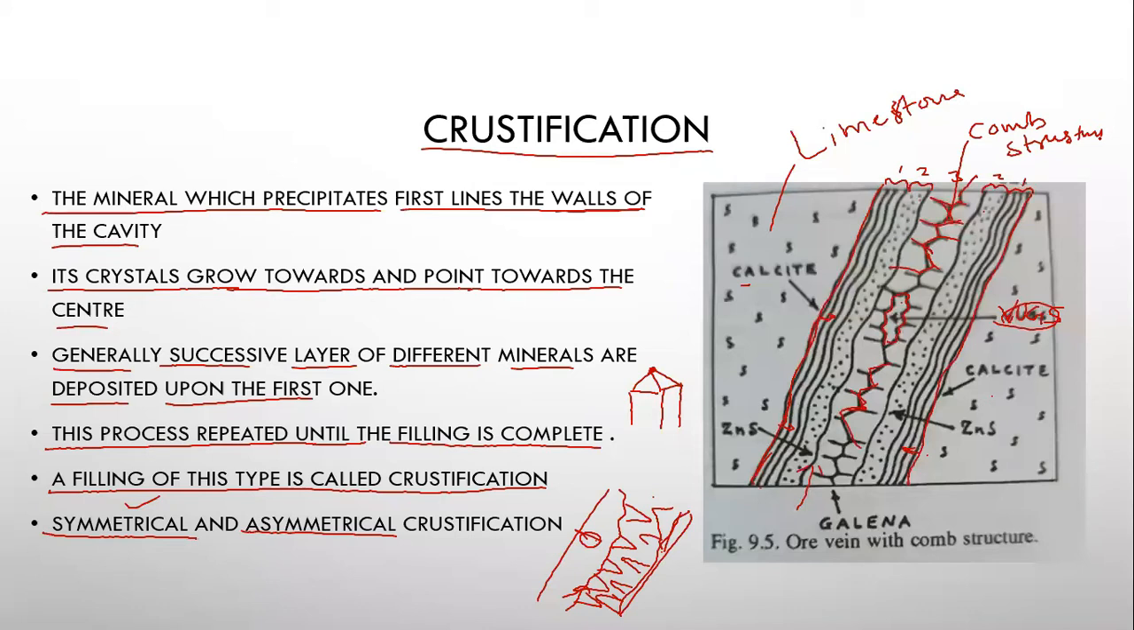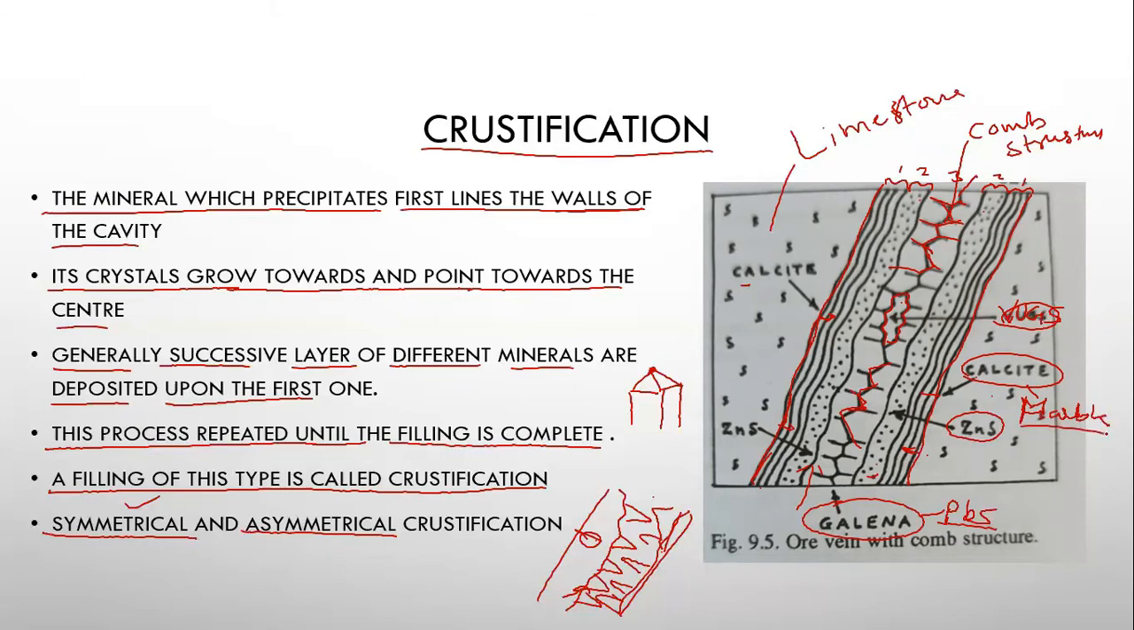What type of minerals are formed? You can see here there is galena. Galena is PbS. So it is a lead ore. Beside that, this dotted line is ZnS, zinc sulfide. And beside that, you can see there is calcite, or you can say marble. Sorry, marble it is. Why marble? I will tell you.